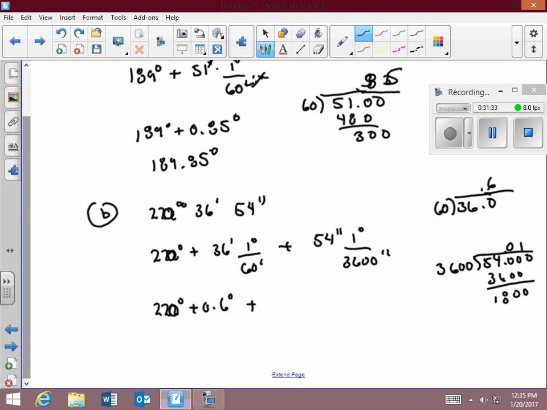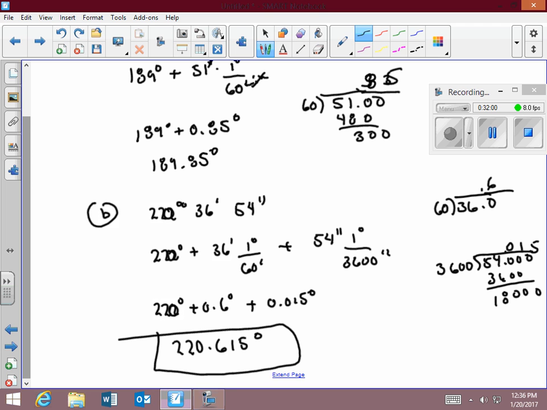8, 18. How many times? That's 5, isn't it? I think so. So that's 0.015 degrees. So it's 220.615 degrees. You see any other errors that I did when I divided or multiplied?